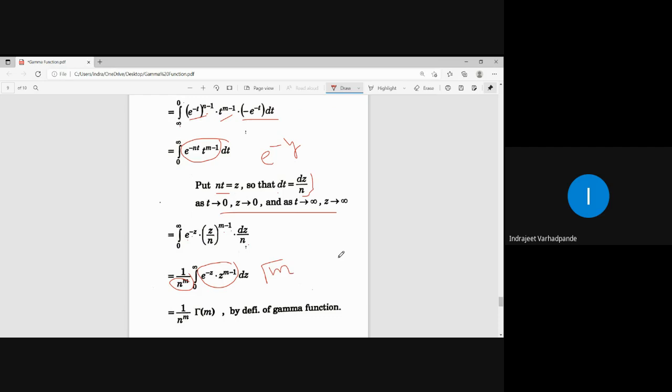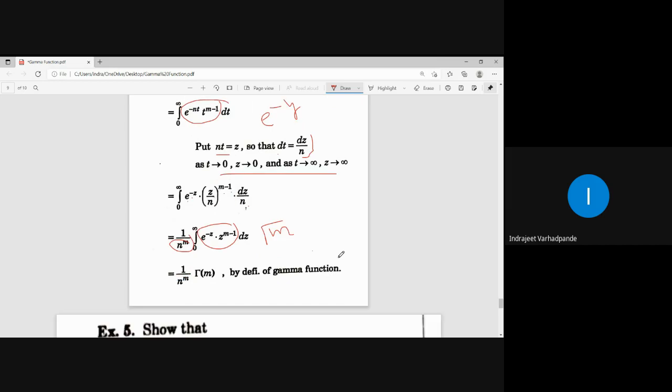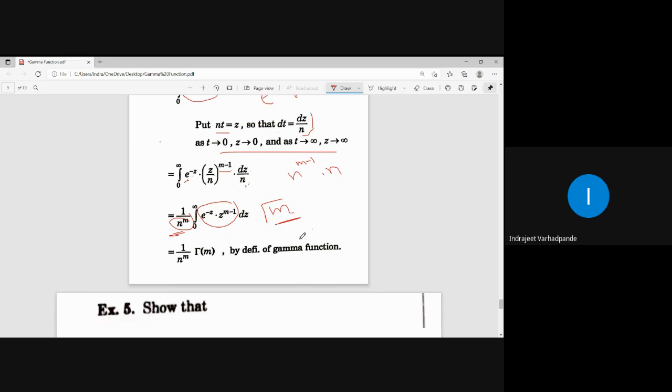And therefore, two times you have to make a substitution so as to get the correct answer. So accordingly, I have got the integral from 0 to infinity, e to the power minus z into z by n to the power m minus 1 into dz upon n. n to the power m minus 1 into n will give you n to the power m, which is taken outside. In place of n, it is m. So by the definition of the gamma function, I have got the result gamma m.